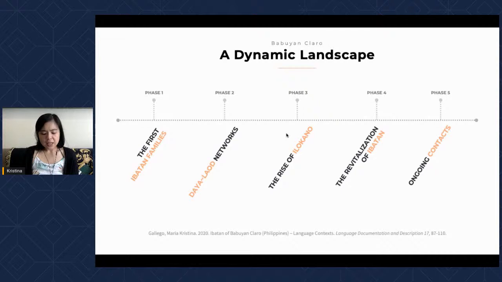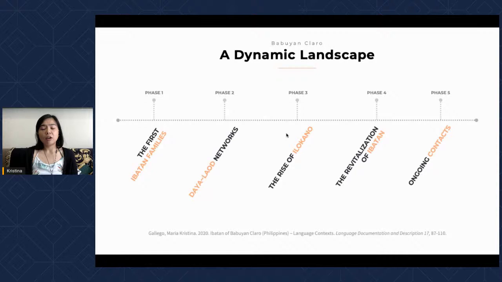And this, of course, threatened the vitality of Ibatan. So the speakers were shifting to Ilocano because this is the language of opportunity for them. But in the 1970s, for phase four, with the help of the Summer Institute of Linguistics, the revitalization of Ibatan began. So you can see this in many aspects of the community. There was a shift to Protestantism as the main religion, wherein Ibatan has become the main language for religious activities. And the Ibatans also now hold teaching positions, and the Ibatans can choose not to leave the island for further schooling. So they can now stay in Babuyan Claro until senior high school.